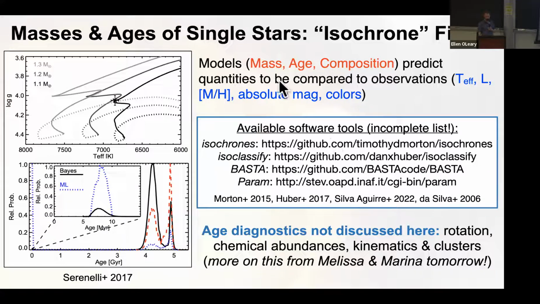You generate a model that has some mass, age, and composition that predicts quantities that you can compare to your observations. That includes temperature, metallicity, and luminosity, for example. And so you basically take your models and you put your observations down, and you use some inference methods to get posterior distributions, for example, of the age of the star, as shown here at the bottom.